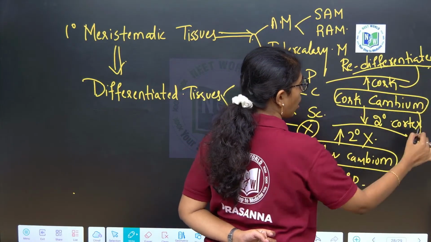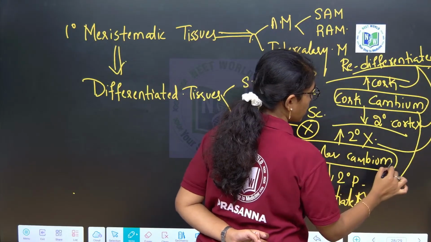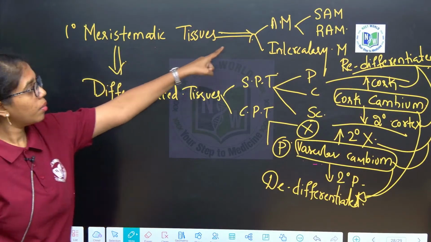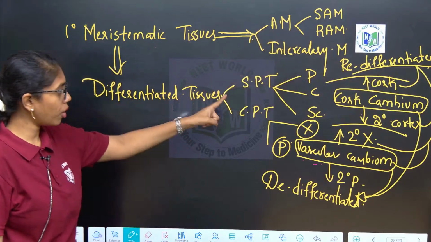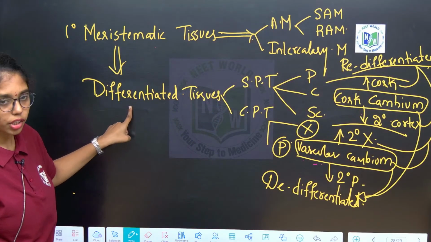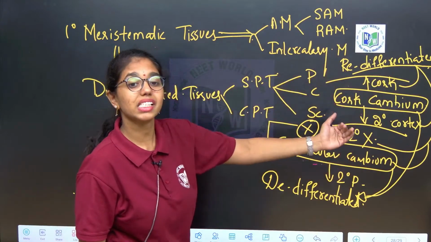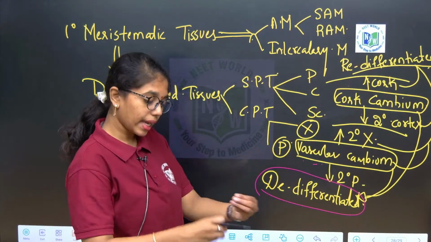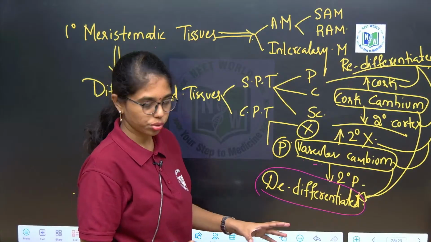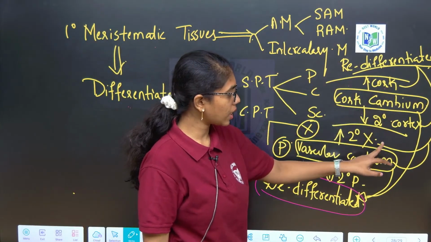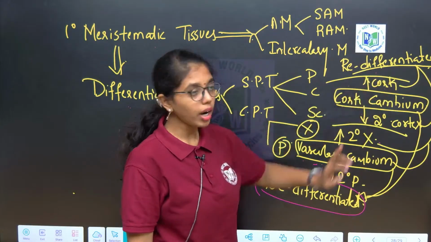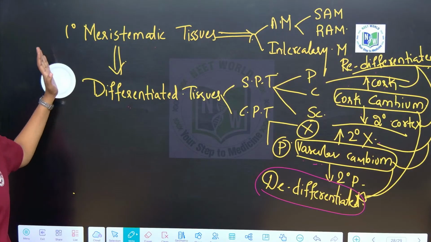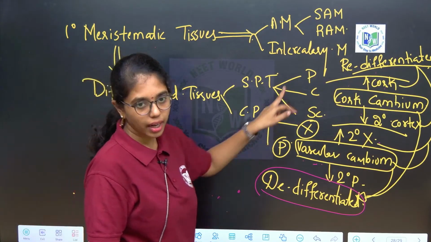Understood, okay? So, all these are what? Redifferentiated. Once you clearly analyze, firstly meristematic tissues divide and form permanent tissues, which you call differentiated tissues. Of them few again gain meristematic activity, that is why you call it what? Dedifferentiated. Again they undergo division and form permanent tissues. Those permanent tissues are what? Cork, secondary cortex, secondary xylem and secondary phloem. They are redifferentiated. Understood, Nandu? Fine, right? You have a clear idea about meristematic, differentiated, dedifferentiated and redifferentiated.